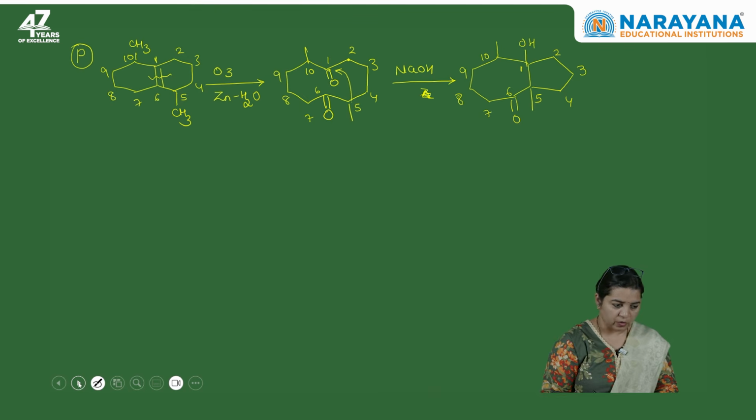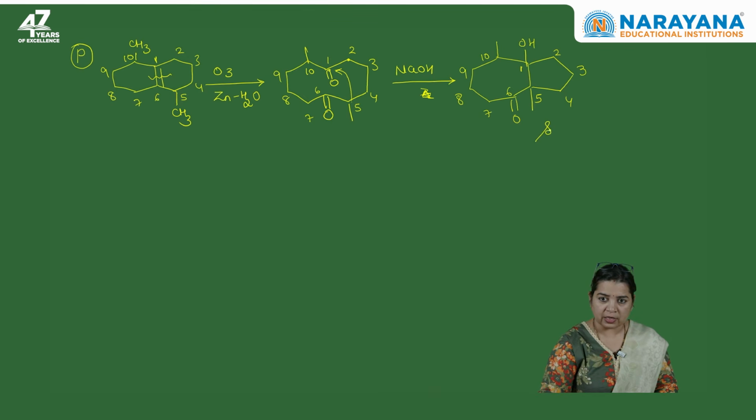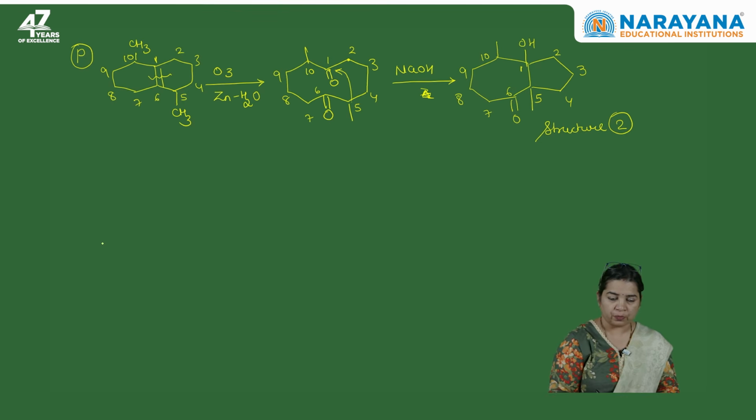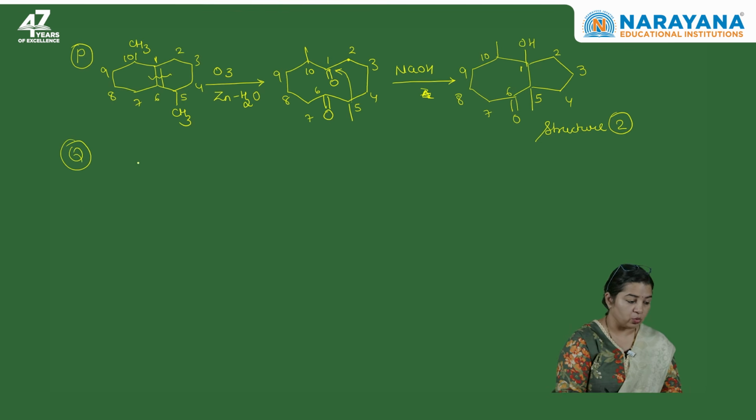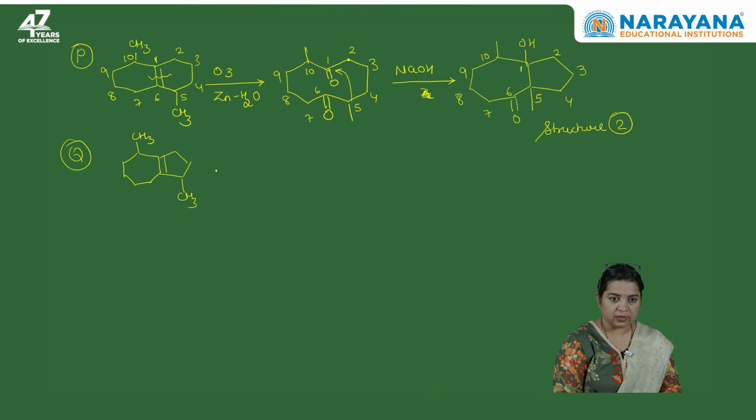So what we are getting here is the structure placed at number 2. So we'll match P with 2. Proceeding to the next subpart, compound 2. Compound 2 is a 7-member substituted cyclohexane. Now it is fused with a 5-member ring like this.